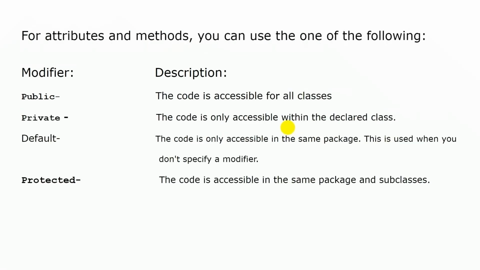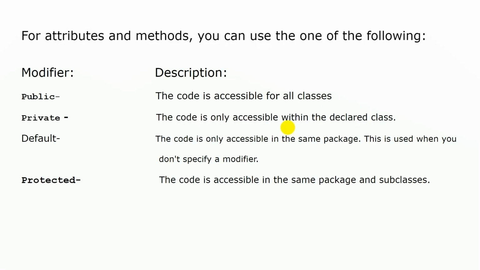For attributes and methods, you can use the following modifiers. If the modifier is public, the code is accessible for all classes in the system, and if it is private, the code is only accessible within the declared class. If it's default, the code is only accessible in the same package. This is used when you don't specify a modifier. And there's a special one called protected. The code is accessible in the same package and subclasses when we make it protected.